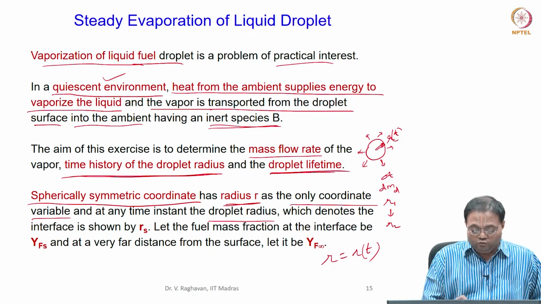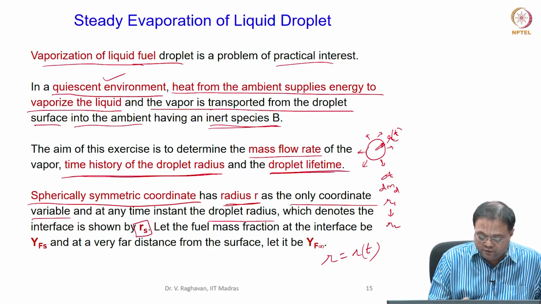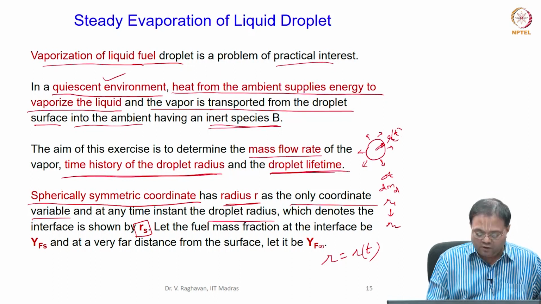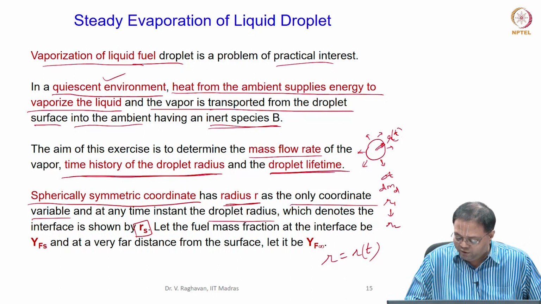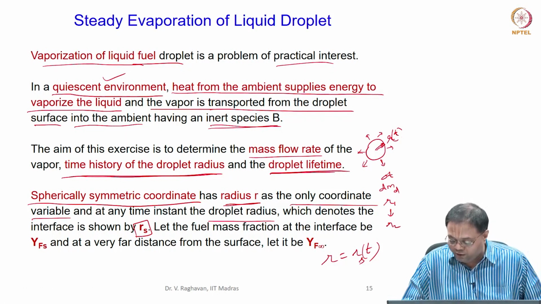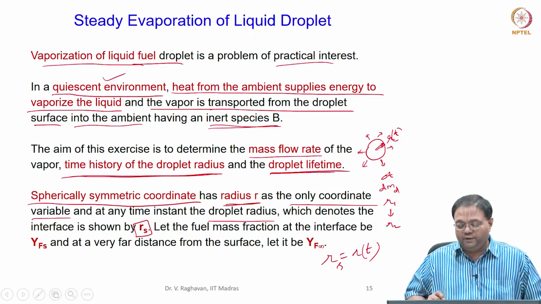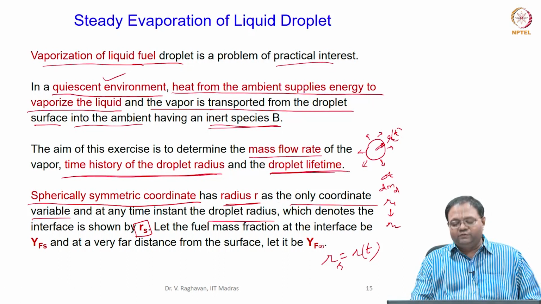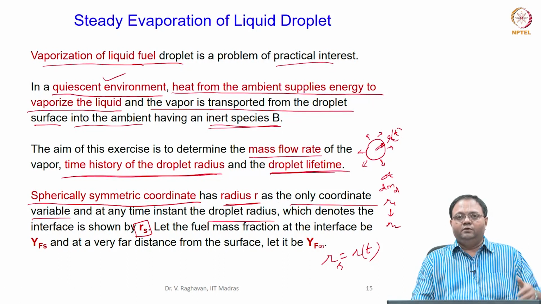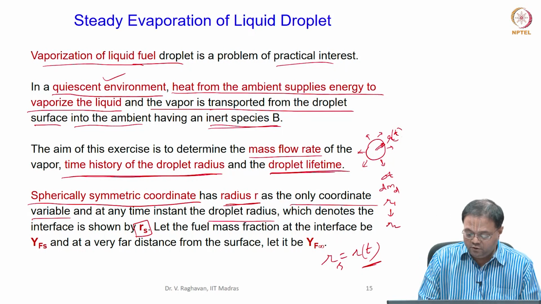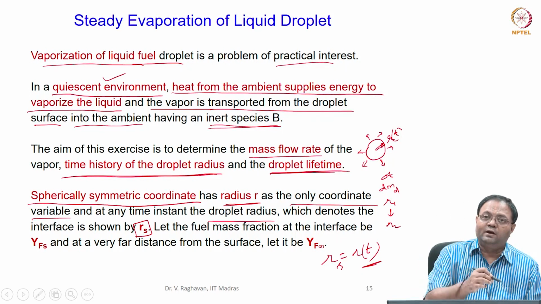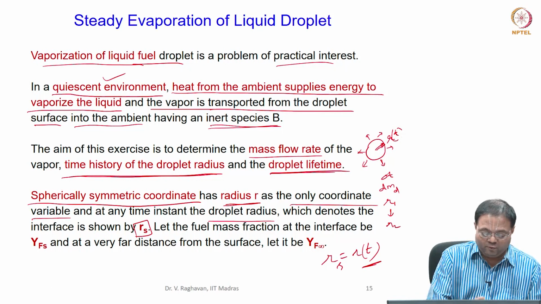Okay. So, at the surface the radius is also rs. Here instead of r we can say rs, or maybe rs equal to r of t, which is going to vary. The radius at the surface is going to vary as a function of time. Now, again the similar nomenclature for the mass fractions.